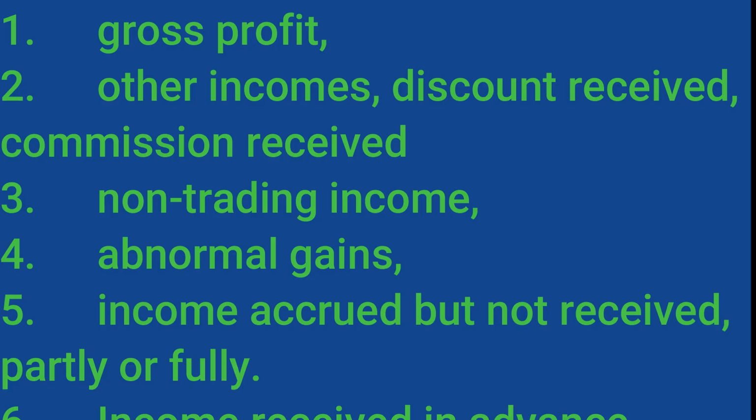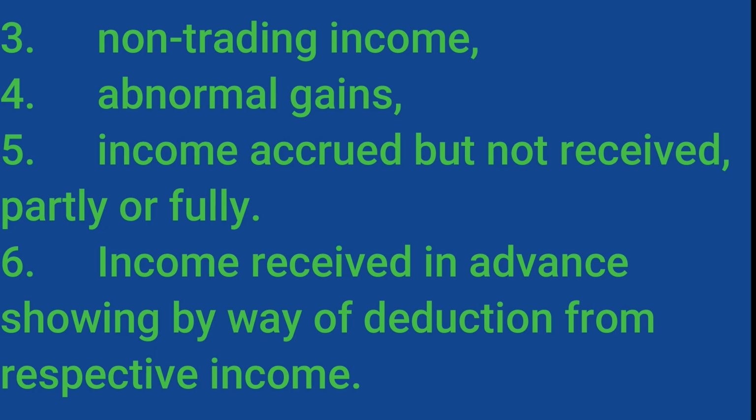non-trading income and abnormal gains. Profit on sale of machinery and profit on sale of fixed assets are abnormal gains and are credited. Income accrued but not received partly or fully, like interest accrued but not yet received, is an income and is recorded on the credit side of the profit and loss account. Income received in advance is shown by way of deduction from the respective income.